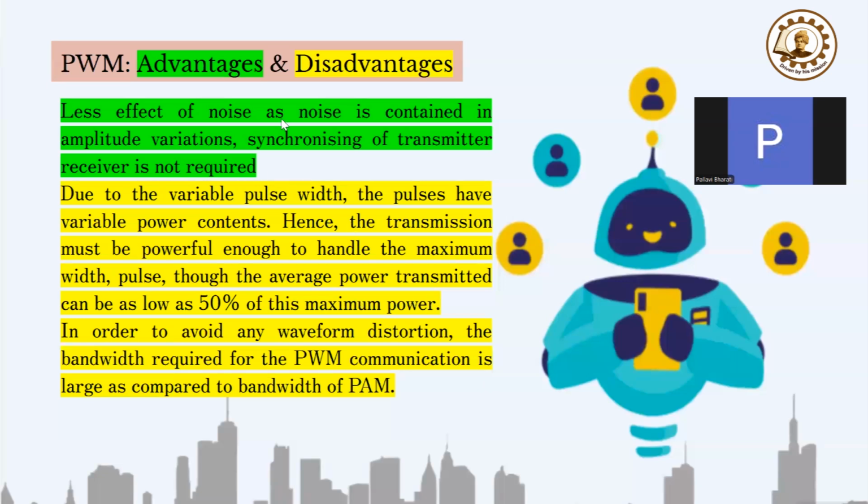So there is less effect of noise. This is a very important advantage of the PWM signal, that there is a less effect of noise, as the noise is contained in amplitude variations, and we are not varying the amplitude, we are varying the pulse width.